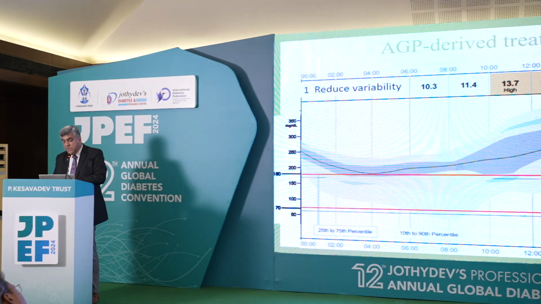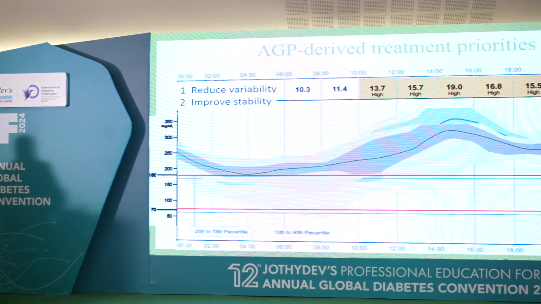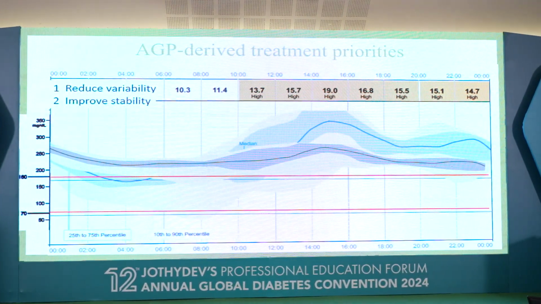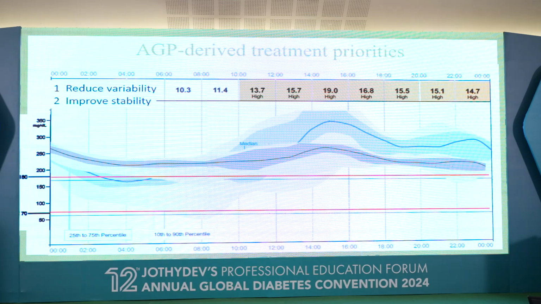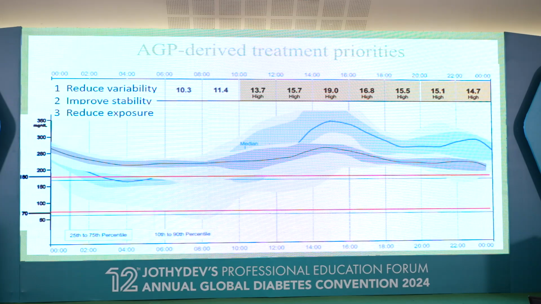You try to reduce the variability, that means the breadth of the graph. You're trying to improve the stability, means you're trying to get it flatter. And only once you achieve this, move to step number 3, which is reducing the exposure. And then only you're going to try and increase the medication dose to bring the whole profile down.